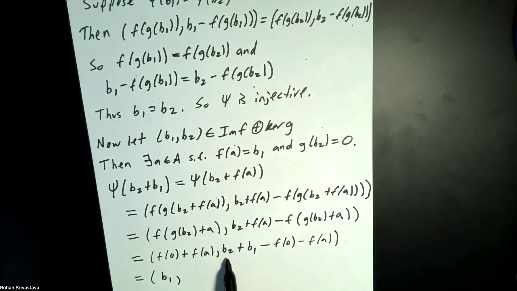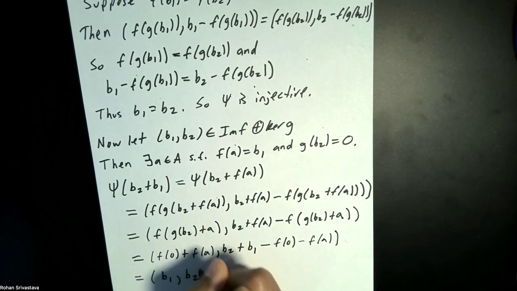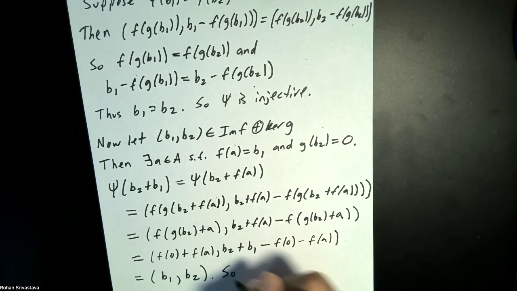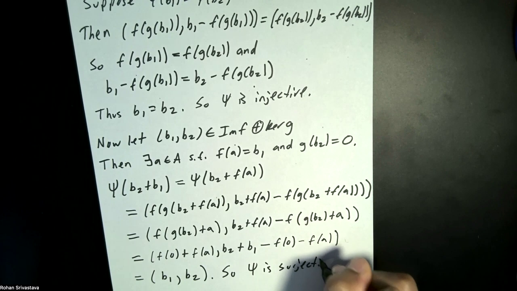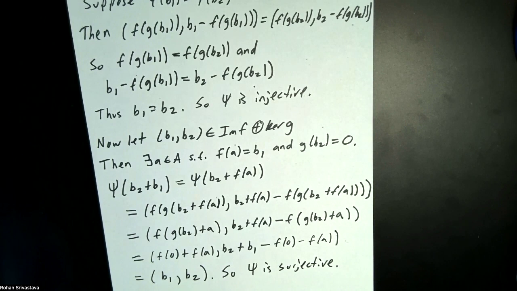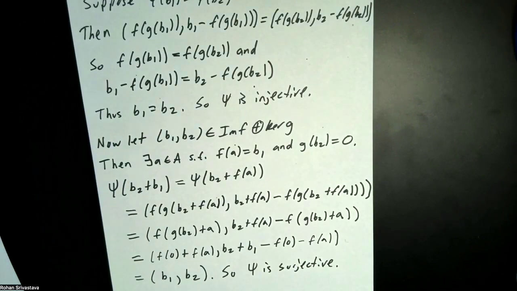And what do we have here? We have B2 plus B1 minus f of 0, which is 0, so we can ignore that. And then f of a is B1. So we have plus B1, we have minus B1, this goes away, all this goes away, and we're just left with B2. Great, that's what we need. So psi is surjective. And this completes the proof that B and the image of f direct sum kernel of g are isomorphic as R-modules.